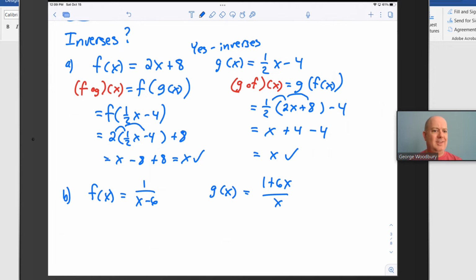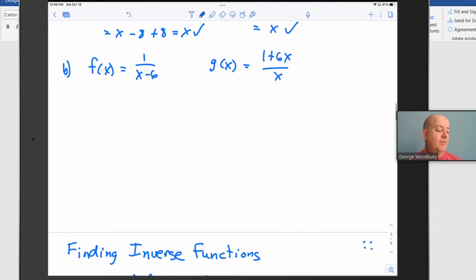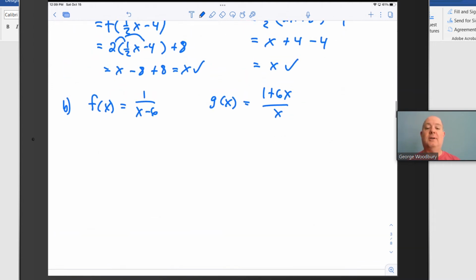So you can kind of see it happening for both of these. Now for part b, I have f of x equals 1 over x minus 6, and g of x equals 1 plus 6x all over x. So this is going to be a little more challenging with the algebra, but let's give it a shot.